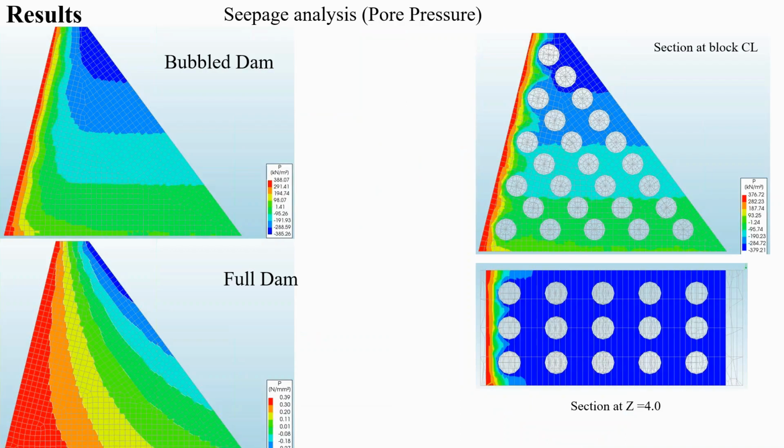The pore pressure within the dam body has also been affected. We can find that the pore pressure decreased by dissipating the leakage water at the first column of the bubble, and the horizontal section at 4-meter height shows this significantly.